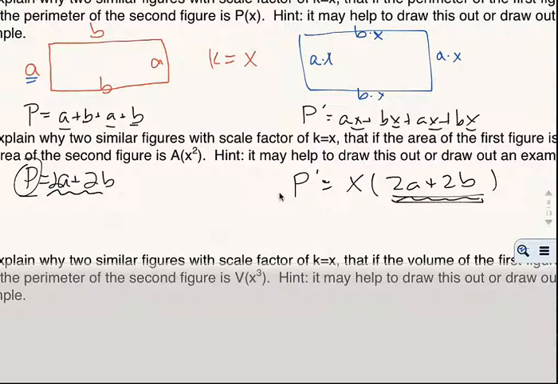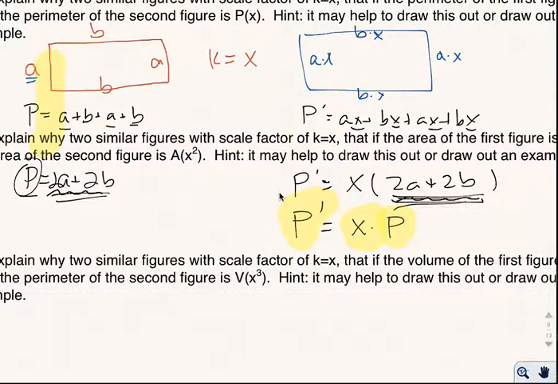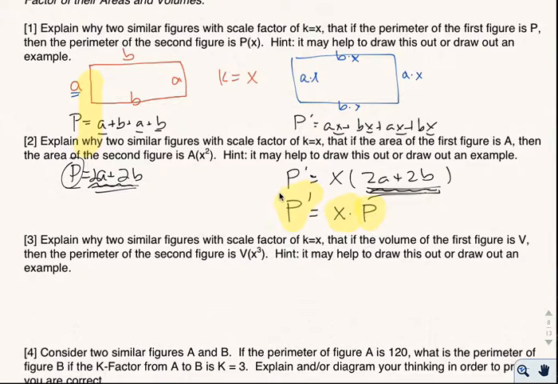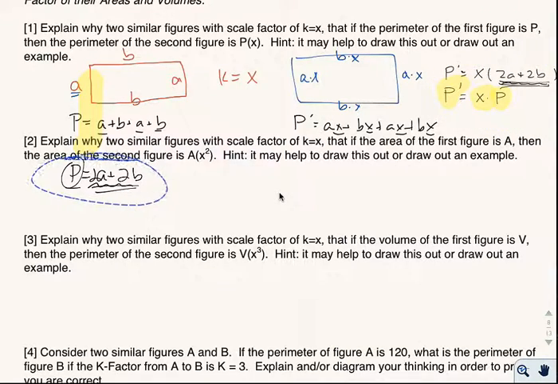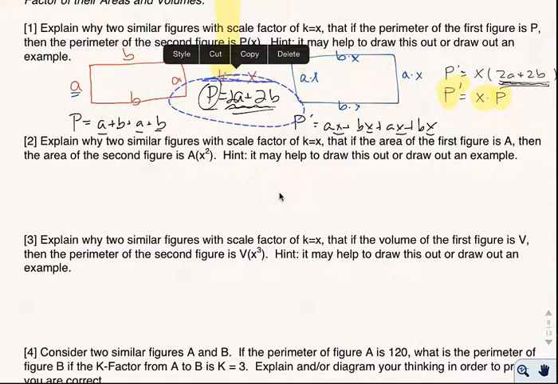So here's what I can do. It's not magic, but P prime should be the same thing as X, which is my K factor, times P, because P is my substitution. So what this tells me is that if I want my new perimeter, my scaled perimeter, I simply have to take the old perimeter times my scale factor X, which is what we discovered before. Now, this in itself is not astounding, but I'm going to move it right here. This in itself isn't astounding, but it is when you think about how this applies now to, say, area.